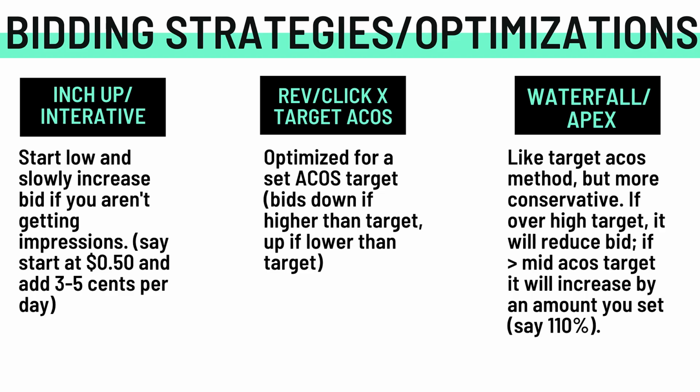So you may start off at, say, 50 cent bids. Let's say the average for that category is like $2. You start low, at like 50 cents, and then you wait 2-3 days. If you don't get enough impressions or clicks or data, you basically increase it 3 to 5 cents. So maybe you bump it up to 55 cents, wait 2-3 more days, adjust it again, and you keep slowly inching up until, again, you find that sweet spot.